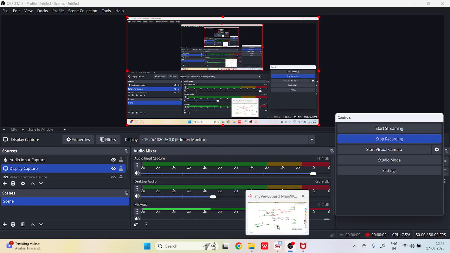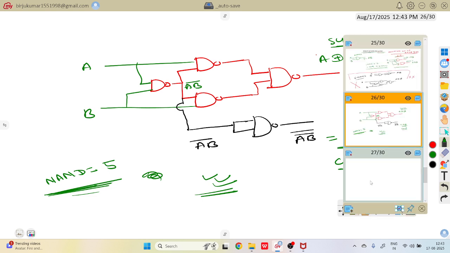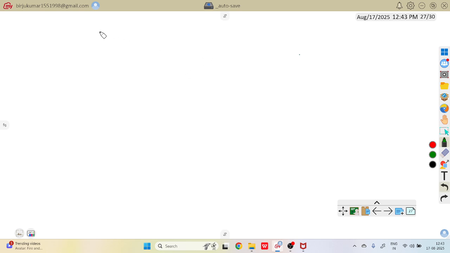In continuation of part two, in this part I will show how you can design the half adder using the NOR gate. The circuitry I already explained. So I am designing here the half adder using the NOR gate. NOR is also a universal logic gate. How can you design it?